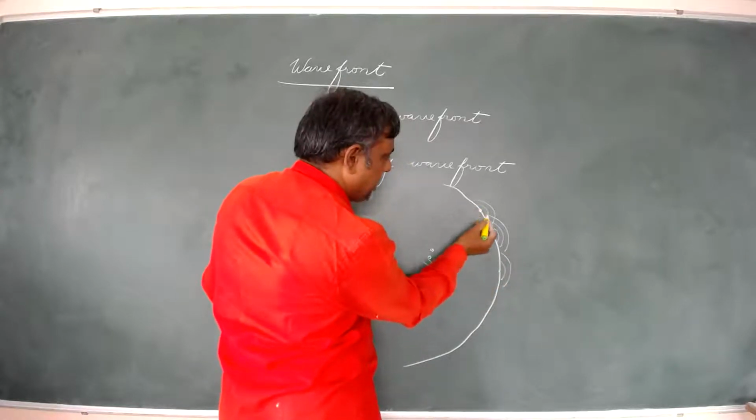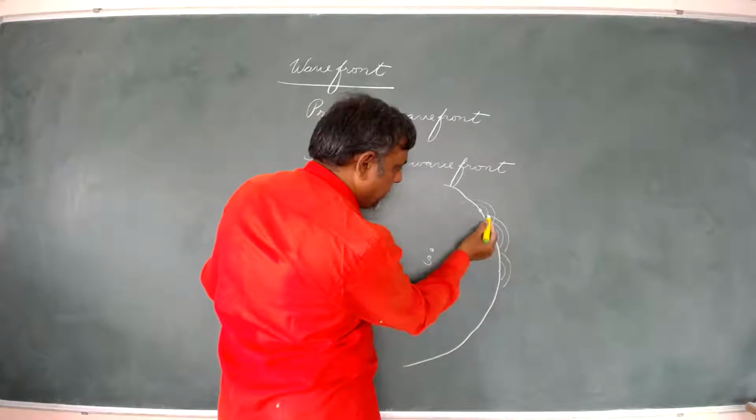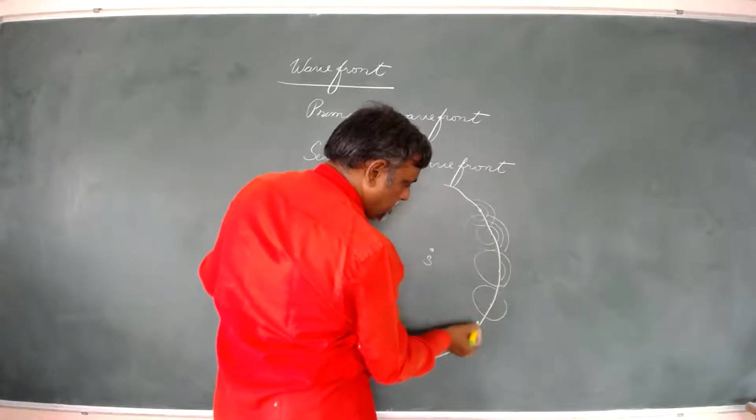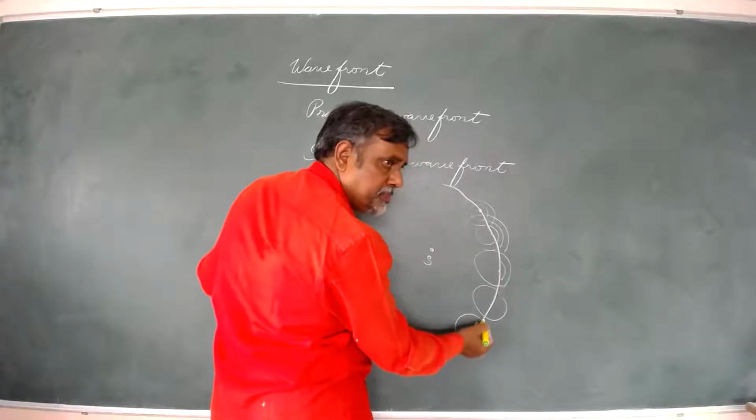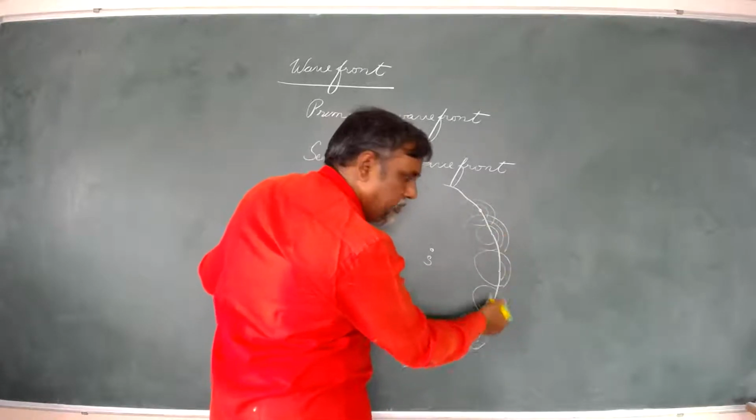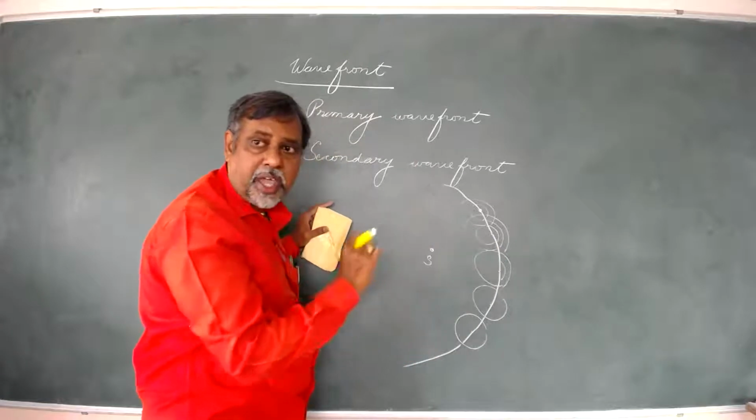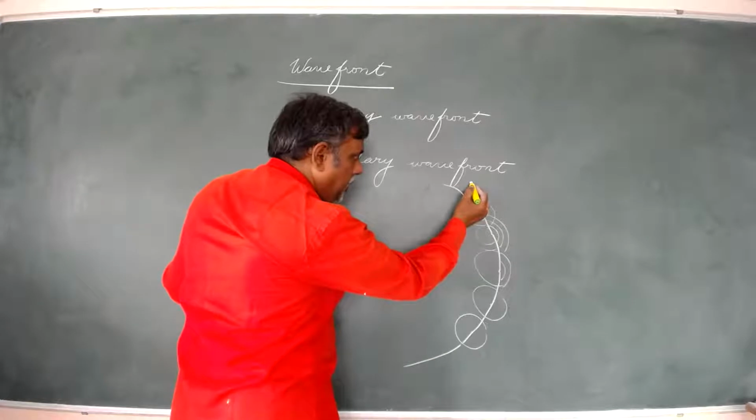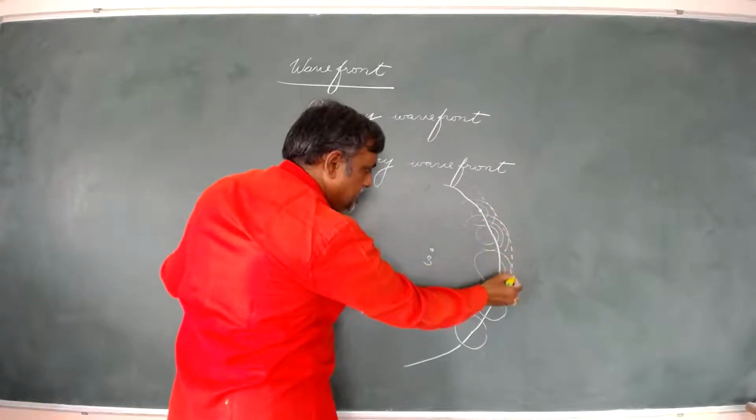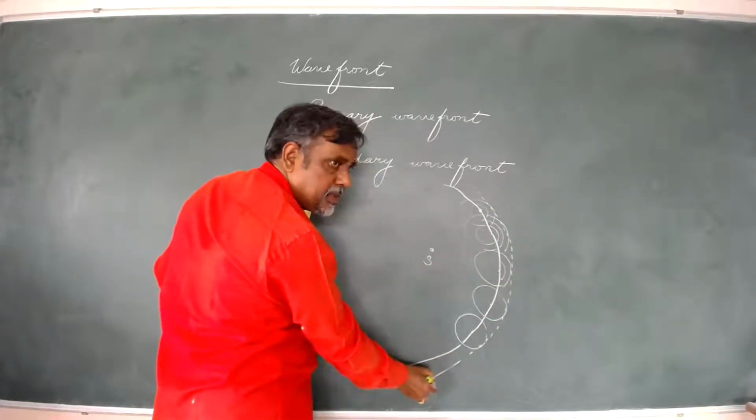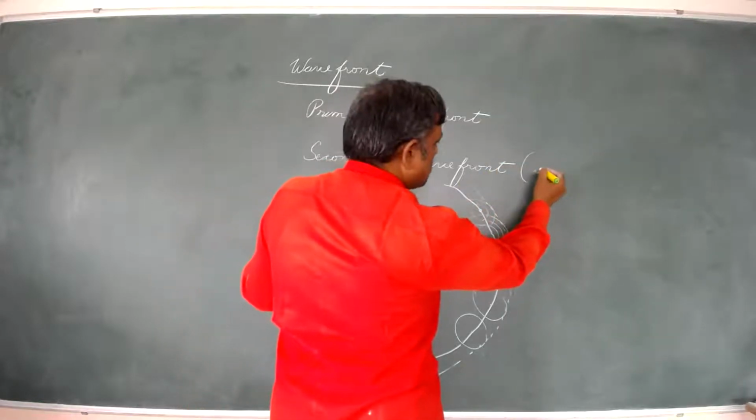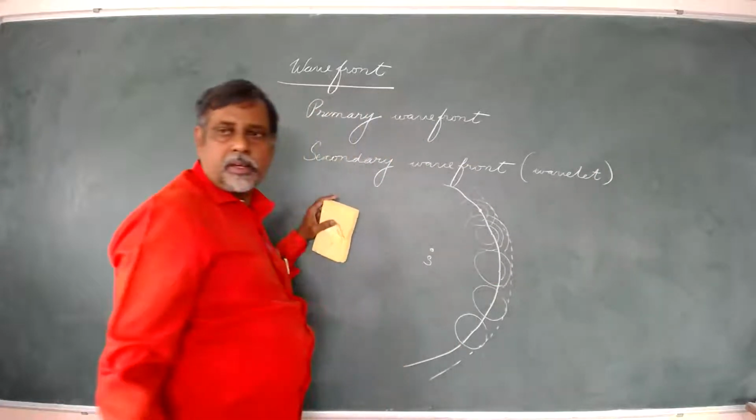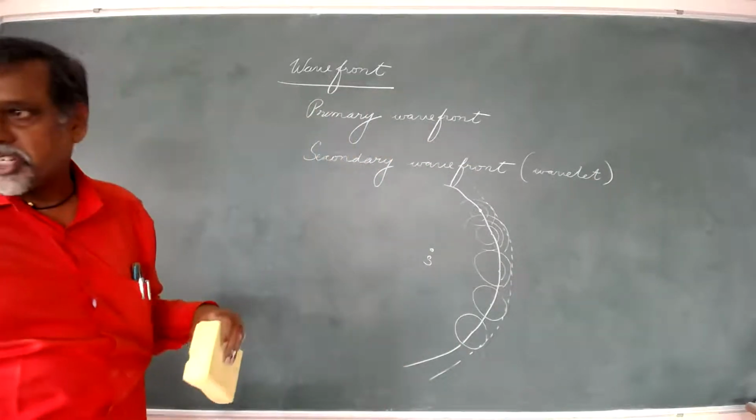Actually, this is a sphere. One more sphere like this, and one more sphere, and from this, one more sphere. Each and every point of the primary wavefront behaves as a secondary wavelet. Now, the envelope of all these, if you take it, becomes a secondary wavefront. This secondary wavefront is also known as a secondary wavelet.